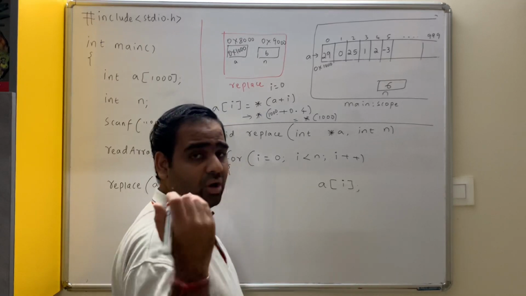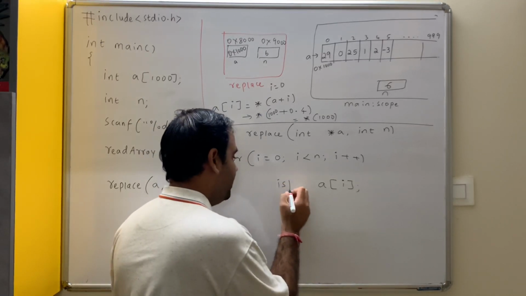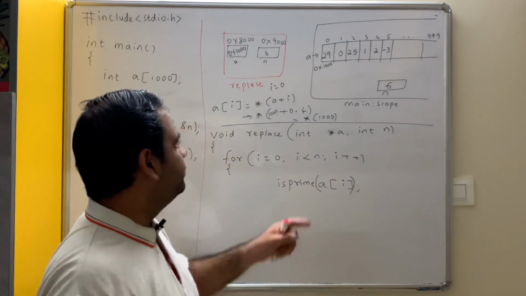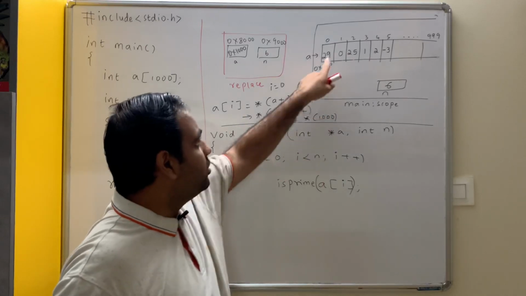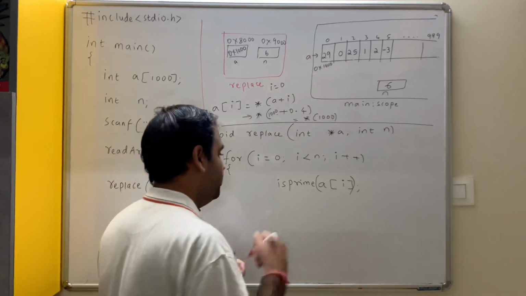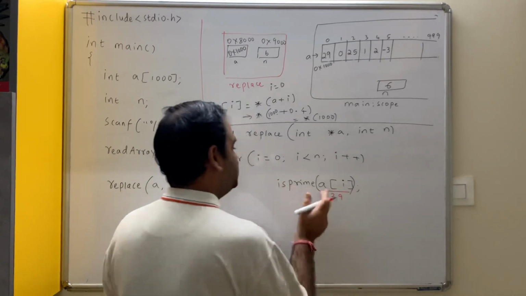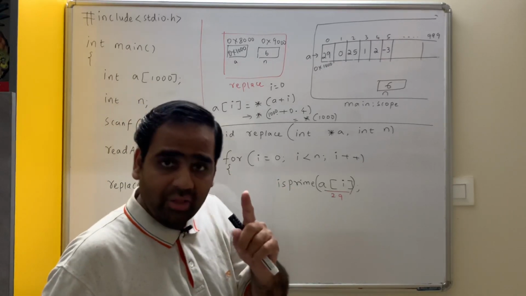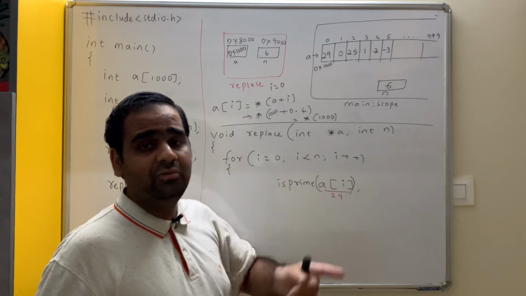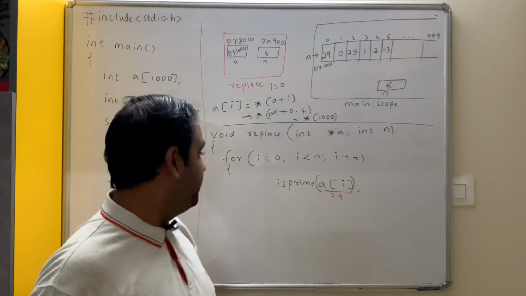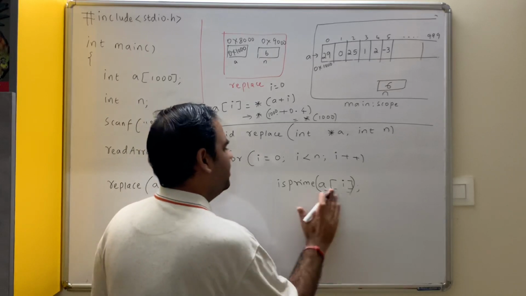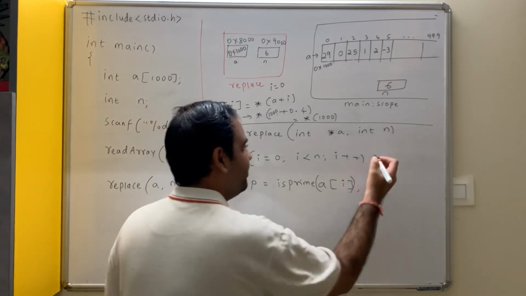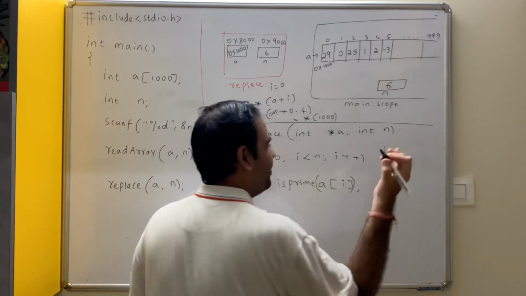Already in the previous video I have written one function called is prime. I want you to write down this function yourself. Now is prime of a of 0. a of 0 is nothing but star 1000, which is 29. That means you want to check that 29 is prime or not. Now what will this is prime function give you? It will give you the answer as 1 if the number is prime, and it will give you the answer as 0 if the number is not prime. Therefore what will it return? It will return the answer as 1, and let me store it in some variable p. Now what will be the value of p? The value of p will be 1.